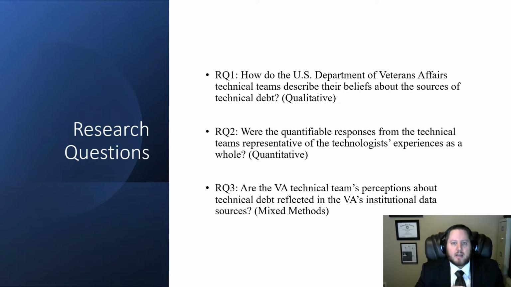In my study, I had 3 research questions. I had a qualitative research question that really dug into those core beliefs that the technologists, so the people actually running the technology at the VA, had about technical debt. My second question touched on the quantitative portion, so looking at their experiences, what did the institutional data sources show me? And then putting those together, figuring out if their observations about issues that they believed contributed to technical debt matched institutional data sources. Putting those two together gave me a mixed methods answer.